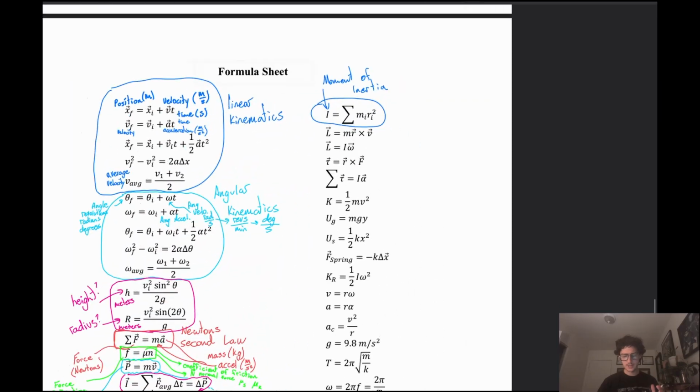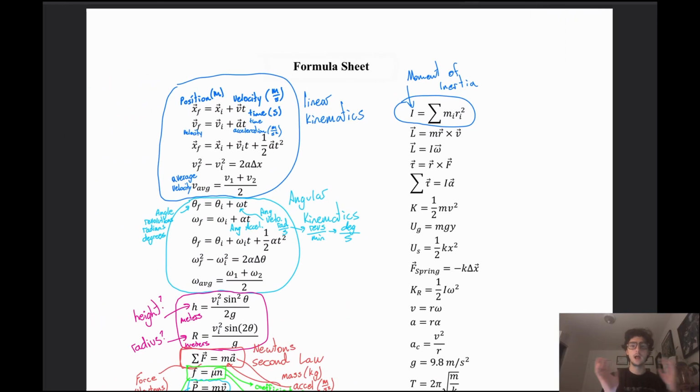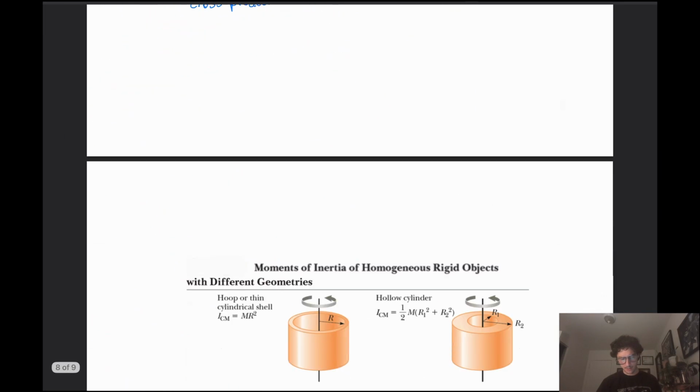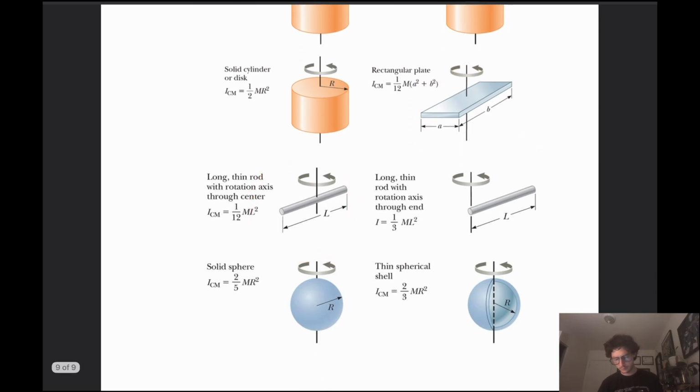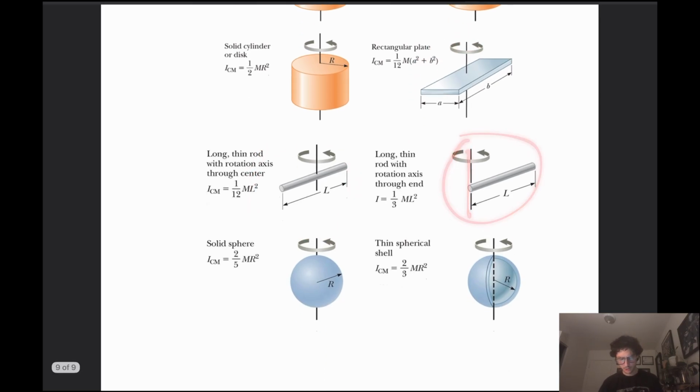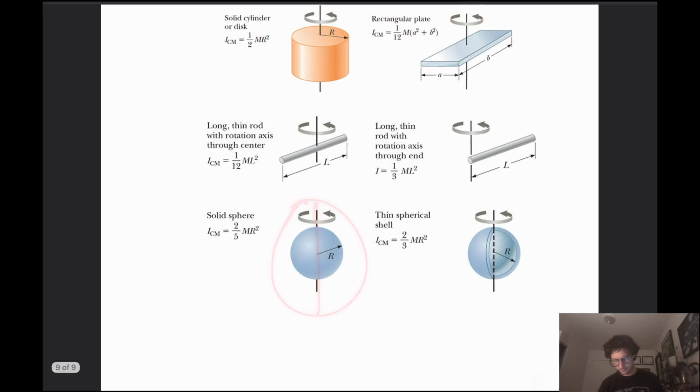But moment of inertia is kind of like the mass of a body as it's rotating. And different bodies have different moments of inertia. You can see here, you have a hoop that is hollow, a hoop that is a bit more thick, a solid cylinder, a slab that looks like a chocolate bar, a rod rotating through the center, a rod rotating through one edge, a solid sphere rotating through the middle, and a thin spherical shell.